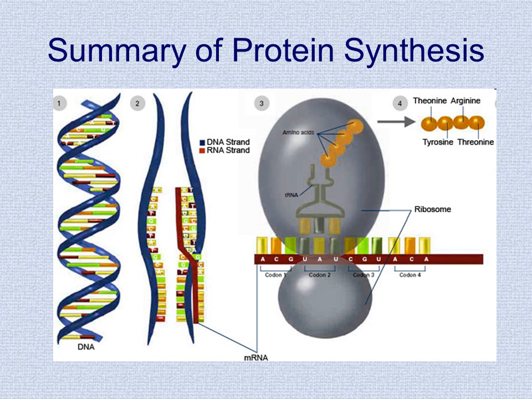Here's a summary of the whole process. In step 1, there's the DNA. Step 2, the DNA strands separate and you make an RNA molecule. In step 3, the RNA links up with the transfer RNA amino acid complex, and in step 4, the ribosome forms the amide linkages for the growing protein.